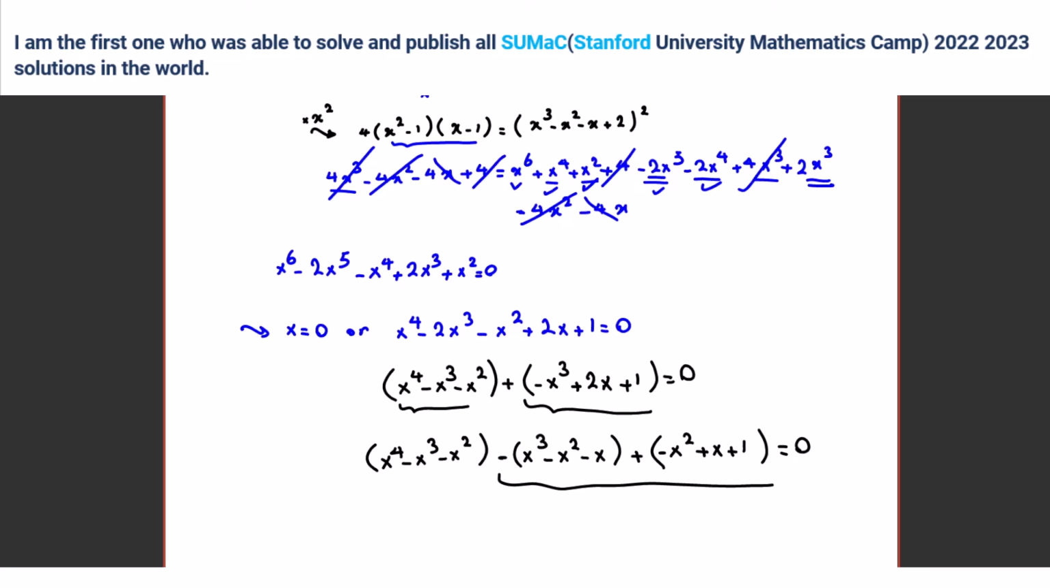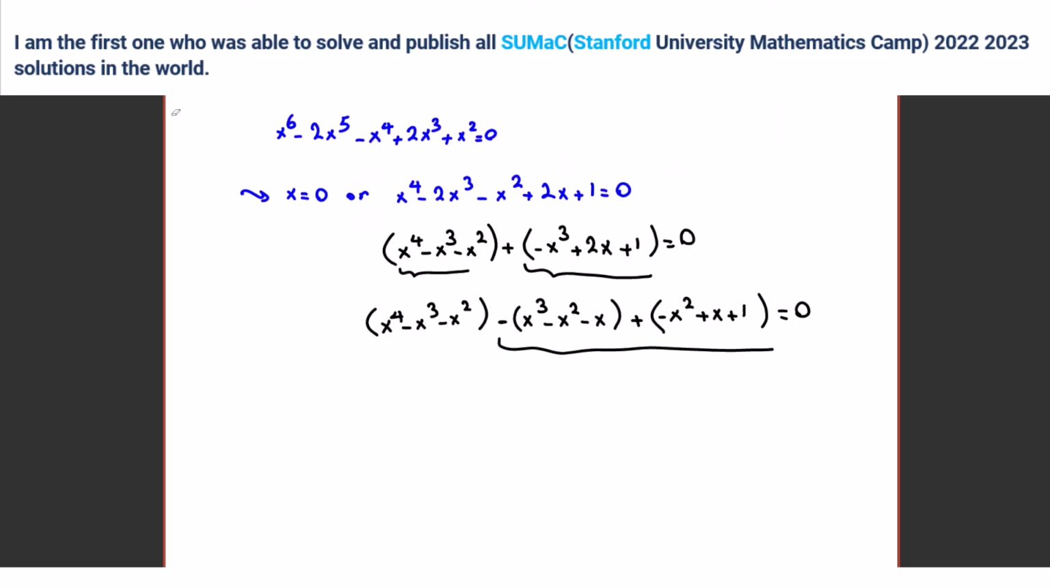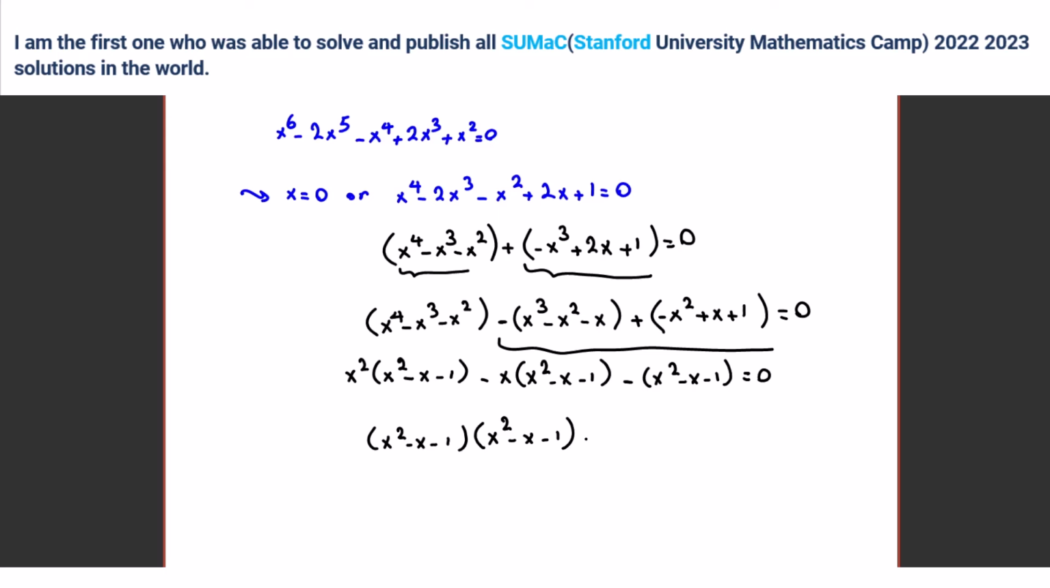Okay, let's check. Here, if we factor, it will be x squared minus x minus 1 times x squared minus x times x squared minus x minus 1 minus x squared minus x minus 1. So x squared minus x minus 1 is equal to 0, okay? Okay, and then we can say this.